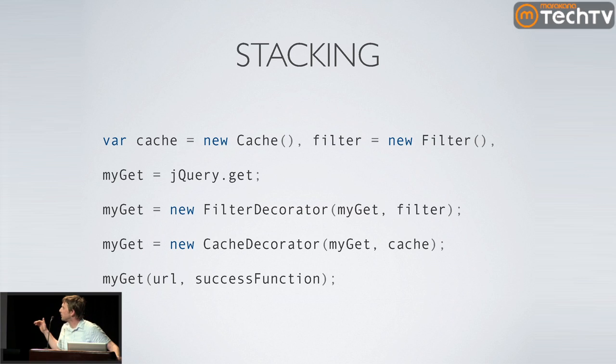We're doing the filtering first because it really only makes sense to cache post-filtered data. It wouldn't be as efficient if we were to cache data and then have to filter it every time afterwards. So we apply the filter decorator, and then on that object that we get out, we apply the cache decorator. So this myGet function that we end up with will first of all check the cache, and then if it's not in the cache, it will go to the filter object, where it will always get filtered, and then it will go back to the jQuery XHR call.